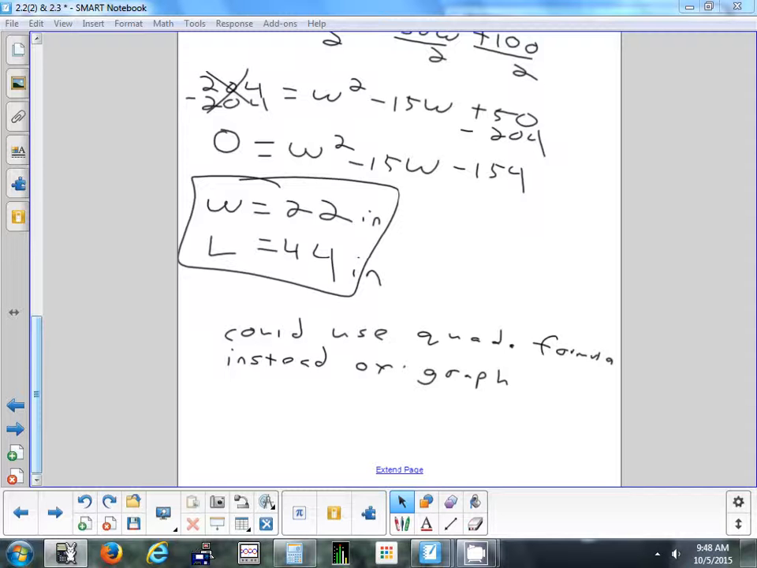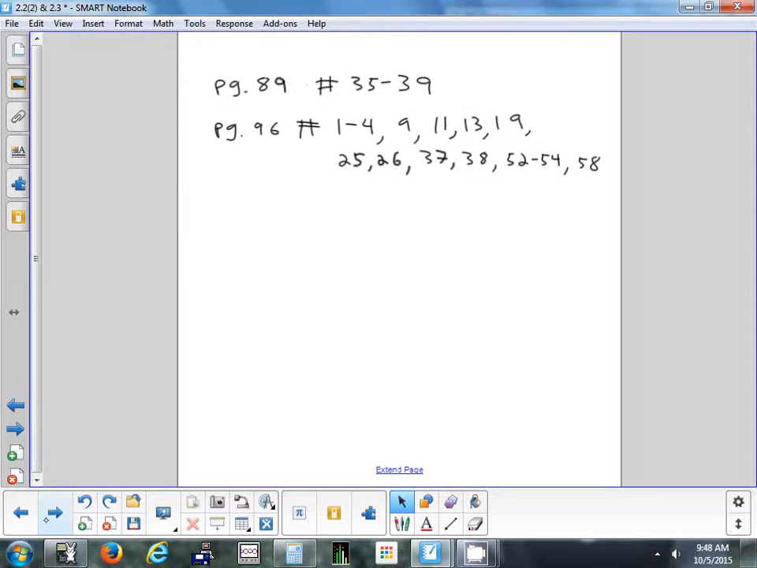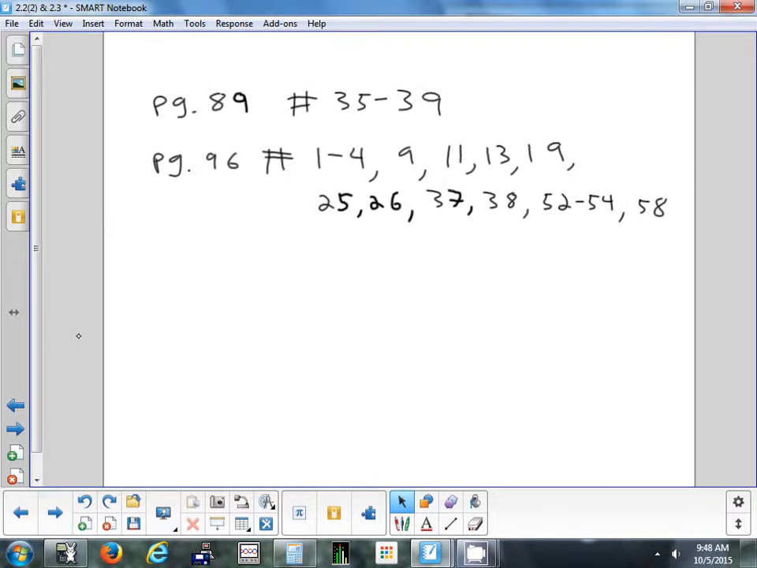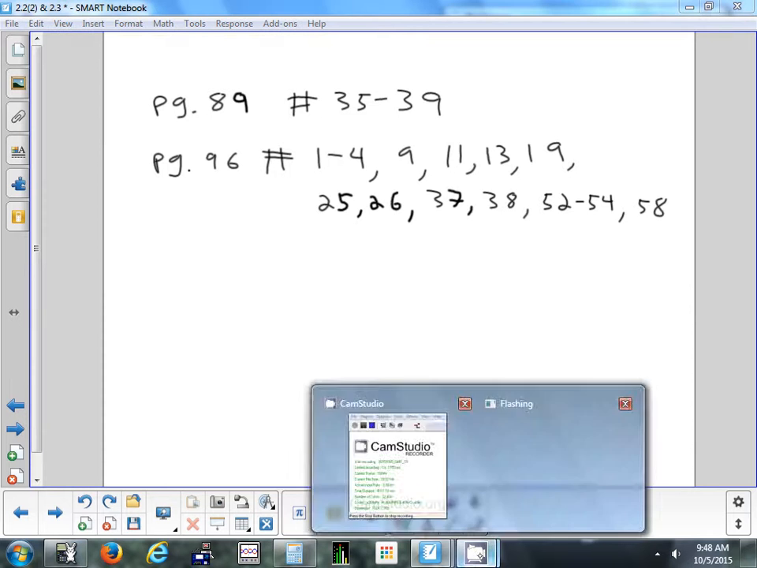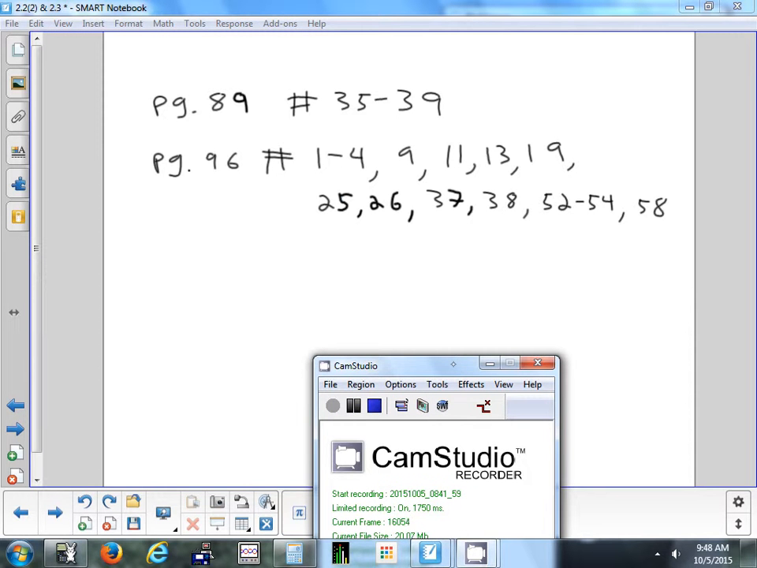All right, so we got about 10 minutes left. I think that's good. We'll stop with that. Okay, so the homework, page 89, there's not really that much. It's that quick section we did, 35 to 39. And then page 96, okay, that's what we spent most of our time on. Okay, that says 1 through 4, 9, 11, 13, 19, 25, 26, 37, 38, 52 to 54, and 58. Right, so we'll take a look at that tomorrow at the beginning of class.